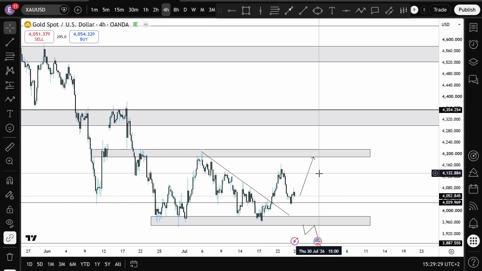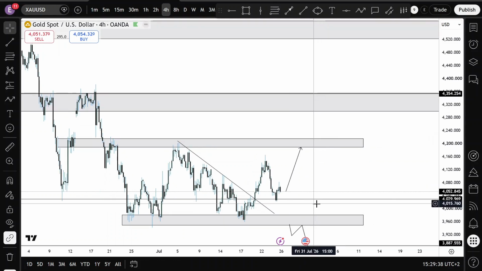If we have a lot of volatility, we might get price above that, but the minimum we should see is price retest 4,200 if we are being bearish. Let's see how that price plays out.